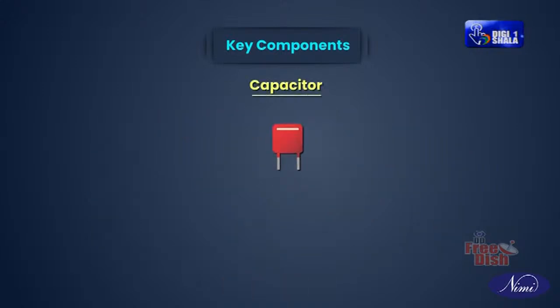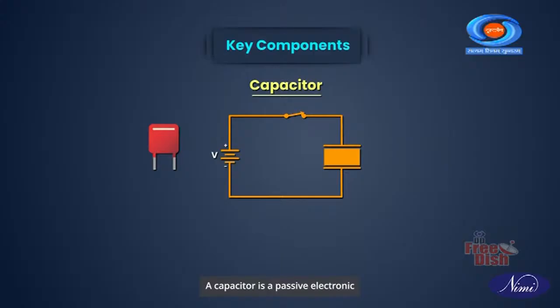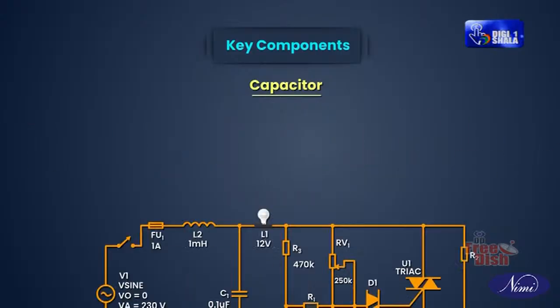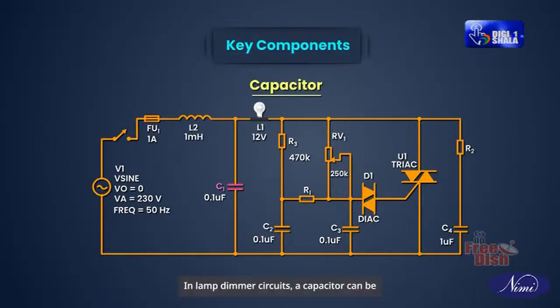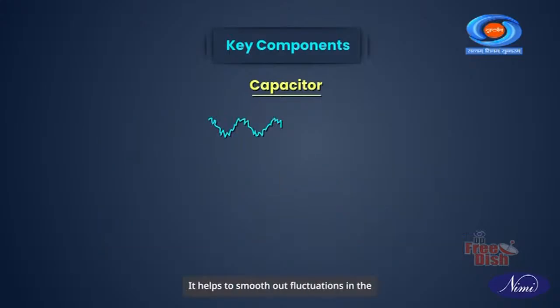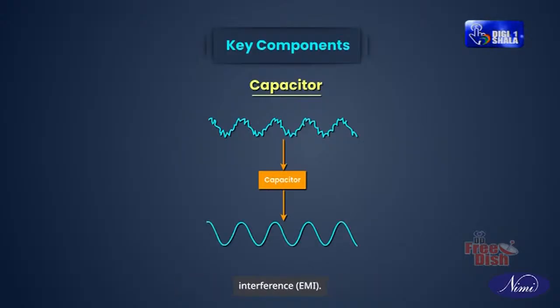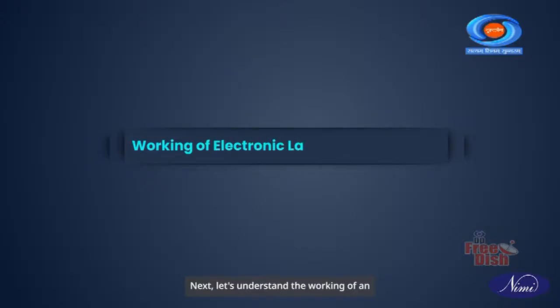Capacitor. A capacitor is a passive electronic component that stores energy in an electric field when voltage is applied across its terminals. In lamp dimmer circuits, a capacitor can be optionally used for noise filtering purposes. It helps to smooth out fluctuations in the circuit's voltage and reduce electromagnetic interference or EMI. Next, let's understand the working of an electric lamp dimmer circuit.